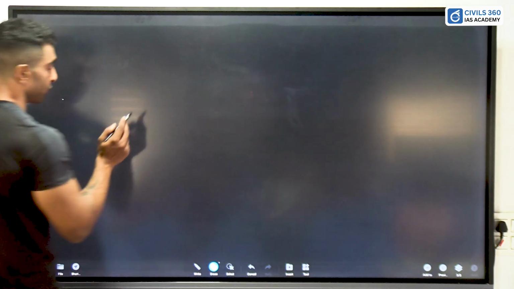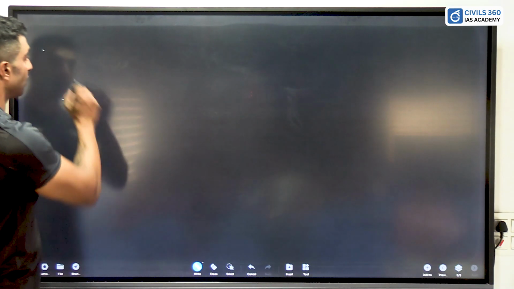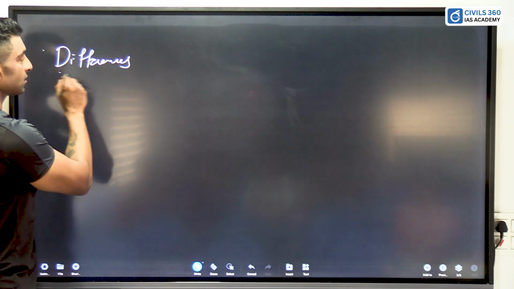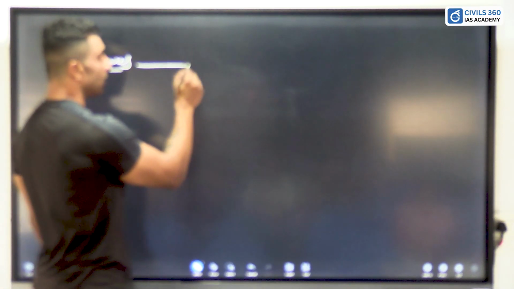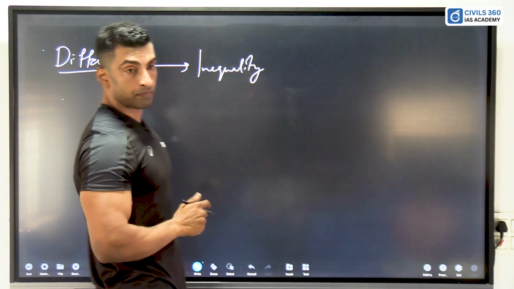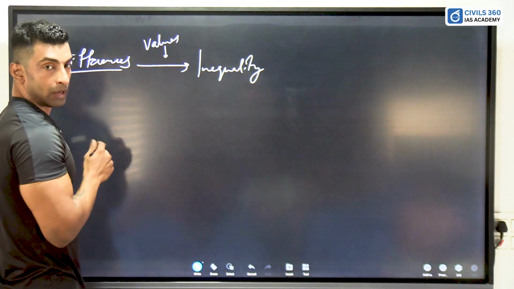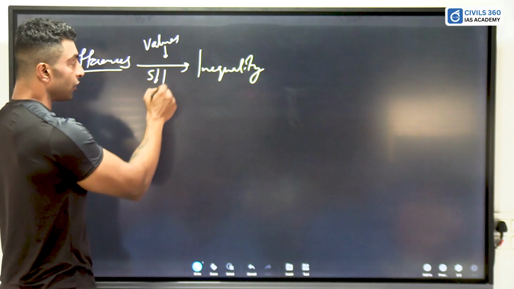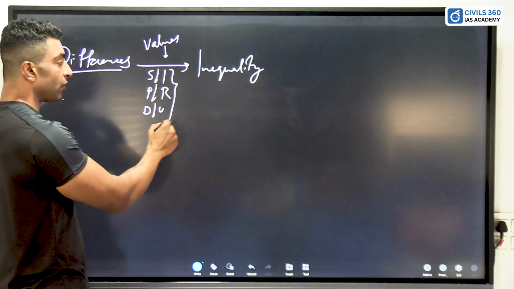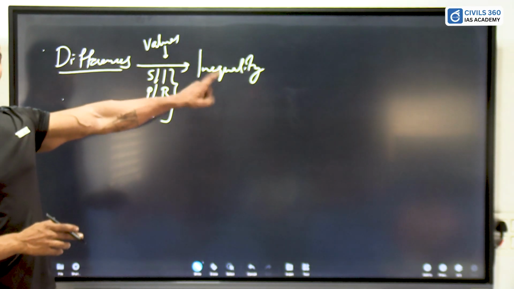So this is what we have started off with. Differences. We started off with differences. Differences will become inequality when values are attached. Values like superiority, inferiority, preferability, rejection, desirability, undesirability. So when you attach these values to the natural or social difference, it becomes inequality.